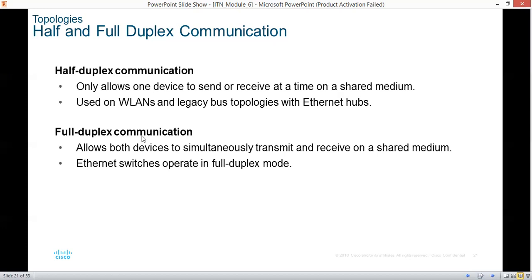So that's why when you have more than maybe 5, 10 systems or 15 systems connected to a hub device, you end up having collision because the hub does not have that intelligence to be able to coordinate that signal. But full duplex communication allows both devices to simultaneously transmit and receive on a shared medium. So your Ethernet switches operate in full duplex mode. Please, you need to note that.